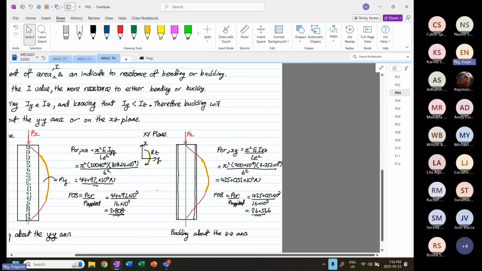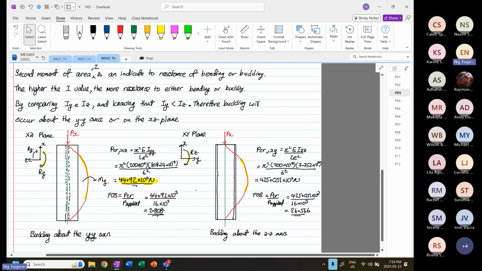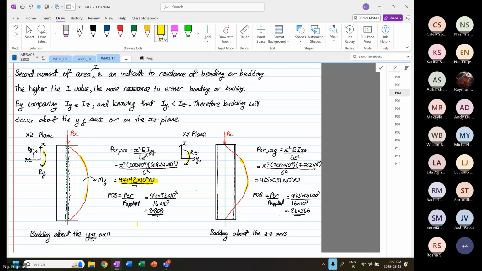So you can see from here, what you can visualize is that buckling will occur on the XZ plane, or about the y-axis, when the load is 44.92. If we were to apply 425 kilonewton, buckling would occur in the XY plane already. As I said, I think this is a really good example for you all to visualize what the second moment of area could do for us.